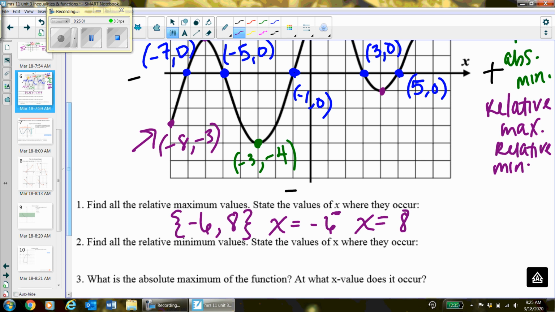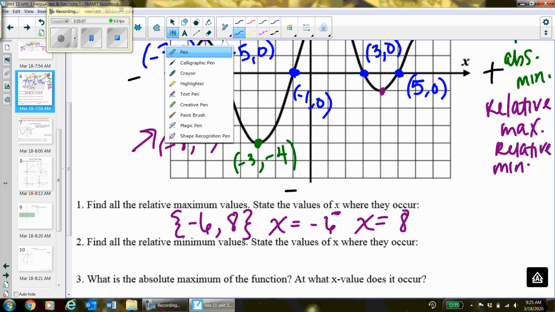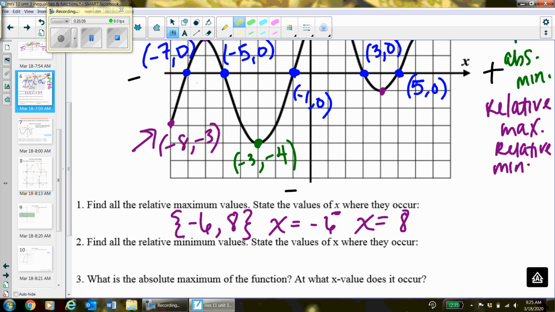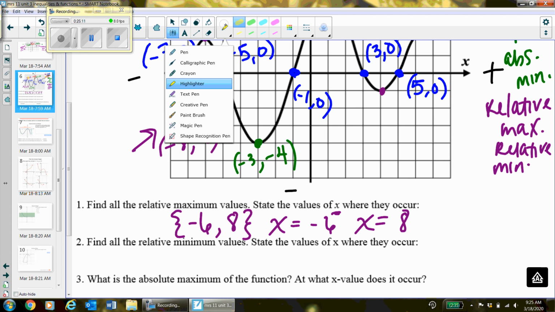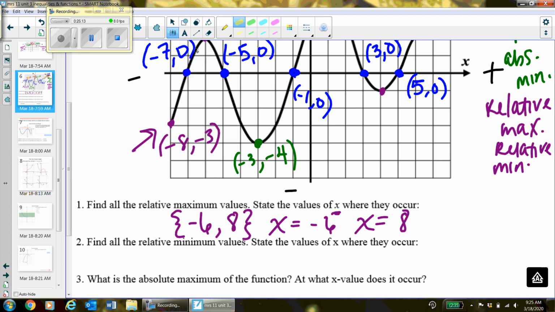Find all the relative minimum values. State the values of x where they occur. I'm going to go back to my highlighter for my graph. Oh, and I did not tell you what the value of this relative minimum is, so let's talk about that really quick. 1, 2, 3, 4.